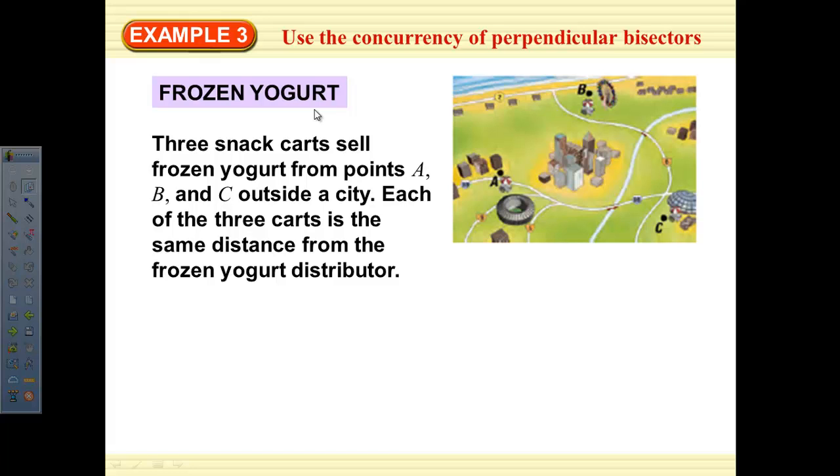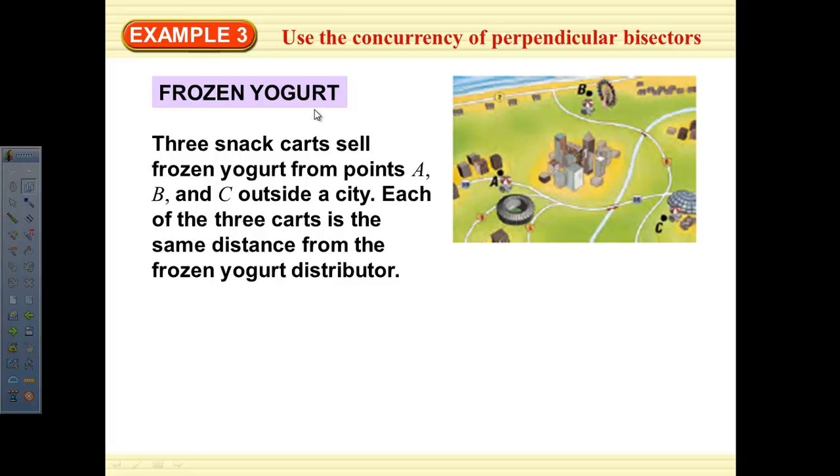Okay, now we're talking about the concurrency of perpendicular bisectors. Remember, hopefully you got this definition down. Concurrency just means this is the point where certain lines intersect with each other, the point that they have in common.